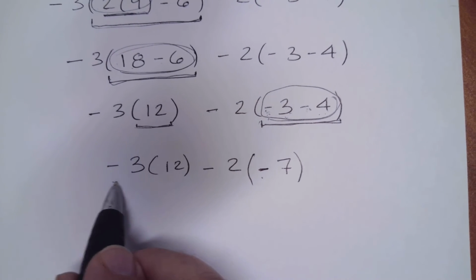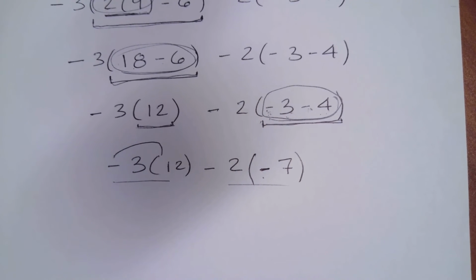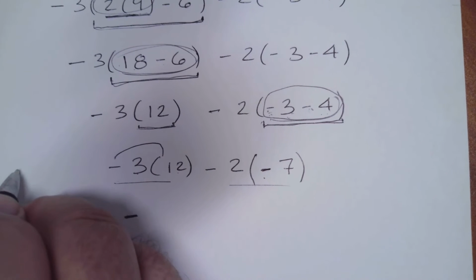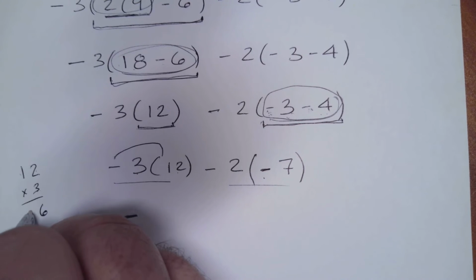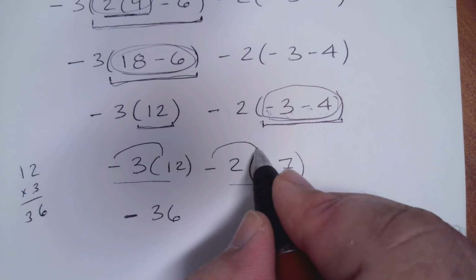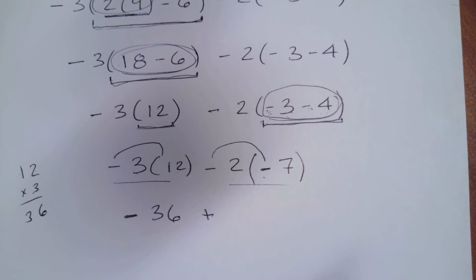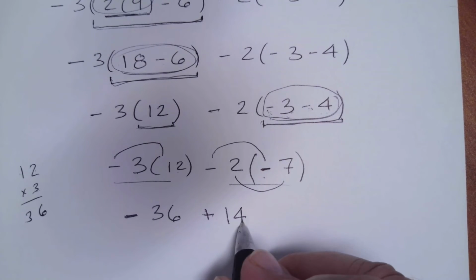Reading left to right, so I have these multiplications. So negative times positive is what? Negative. 3 times 12. Yeah, so 3 times 2 is 6. 3 times 1 is 3, it's 36. Negative times negative. That's where it turns to positive. Then 2 times 7 is 14.